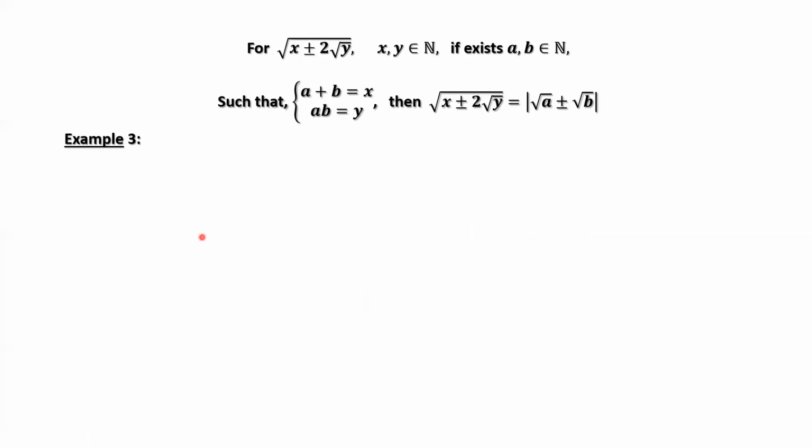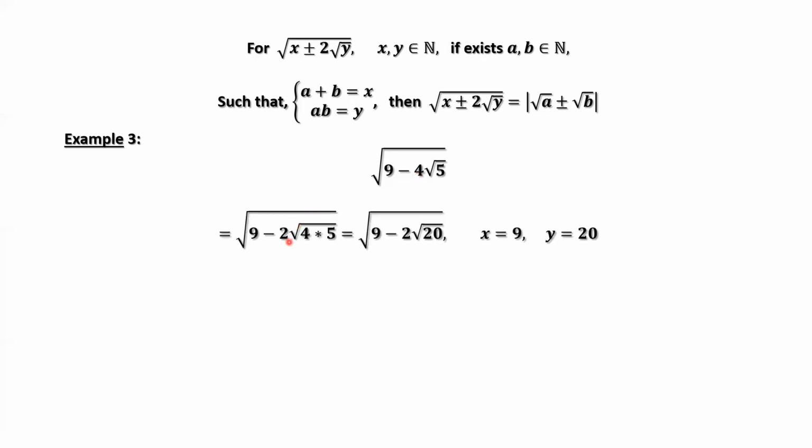Example 3. This given question looks not fitting the given format. Here should be 2, but here we have 4. 4 equals 2 times 2. We have 1 extra 2. We can put the extra 2 inside of the square root, which is 4.